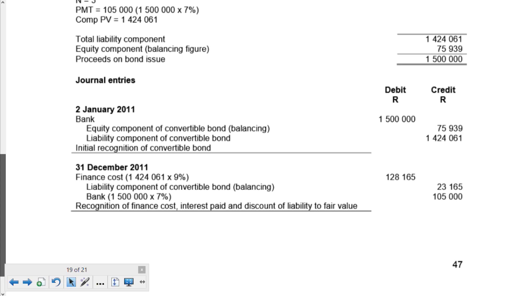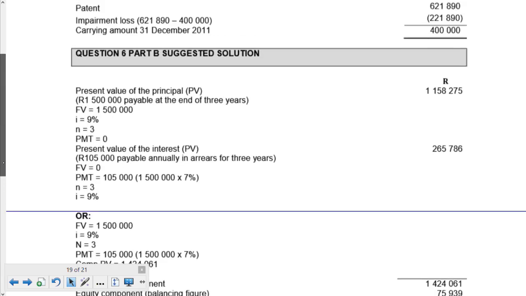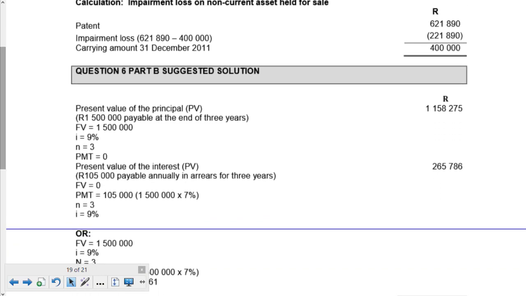Do you agree? Equity component 75,939. Liability 1,424,061. You got that? Sounds like nobody got it. Yes? No? You did? Paul, you did, huh? In front? No. Liability component, future value 1.5 million. I is 9, N is 3, payment 105. What did you get wrong? What did you use for payment? What did you use for payment, Christian?